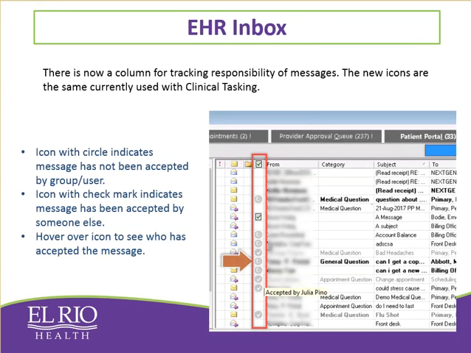The next column that you're going to see that is brand new is this column here that uses icons you should be familiar with from the clinical tasking. The little circle icon lets you know that a message has not been accepted. The check mark means that it has been accepted. And as with many things in NextGen, if you hover over it, you can see that it was accepted by your coworker, and it will say who.